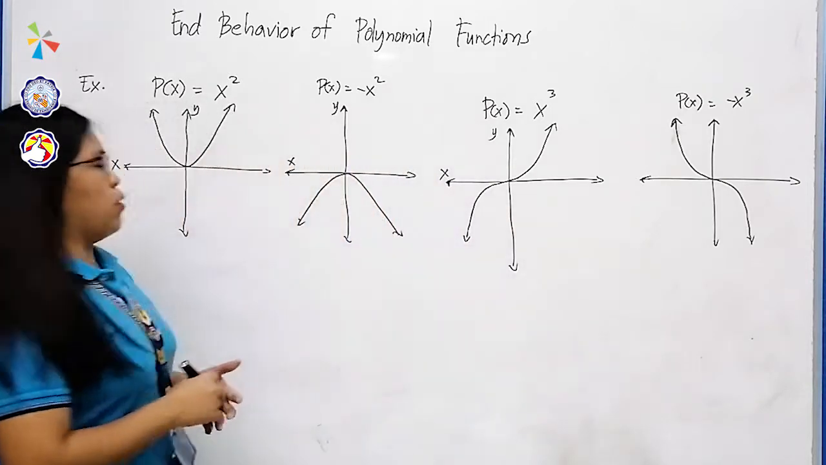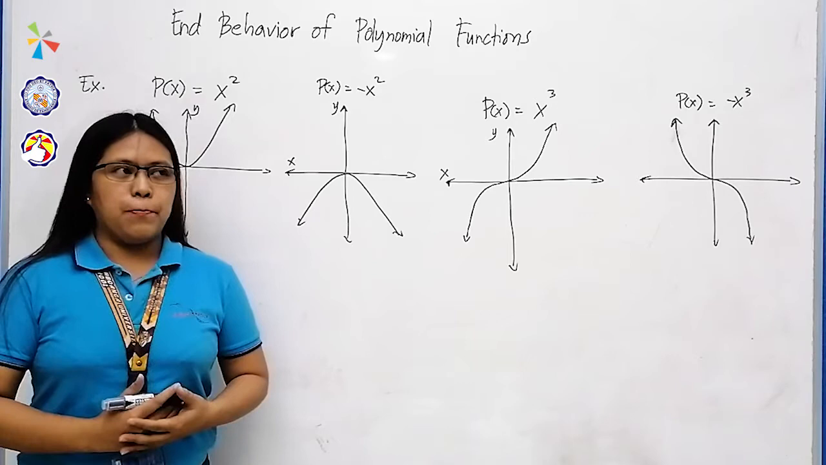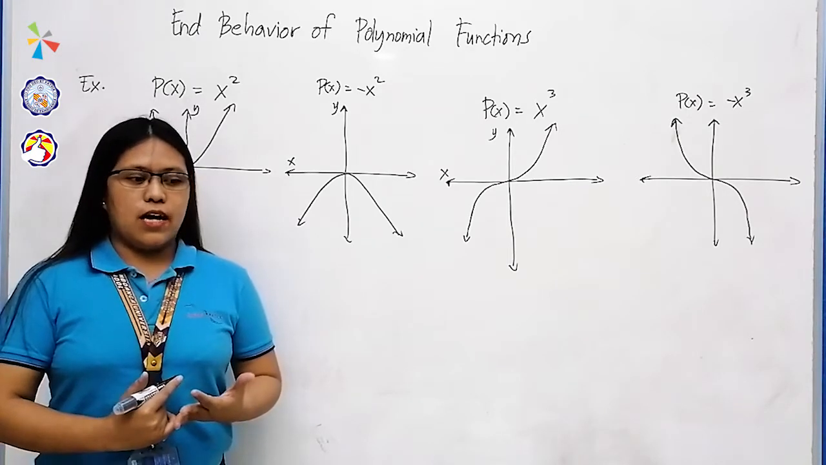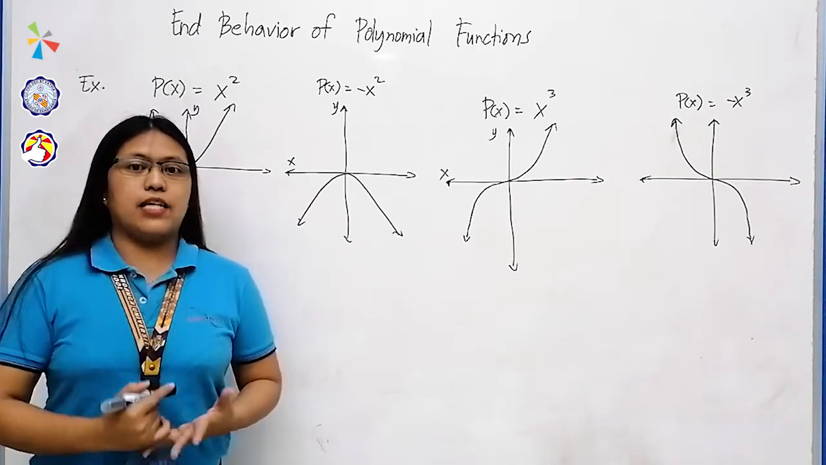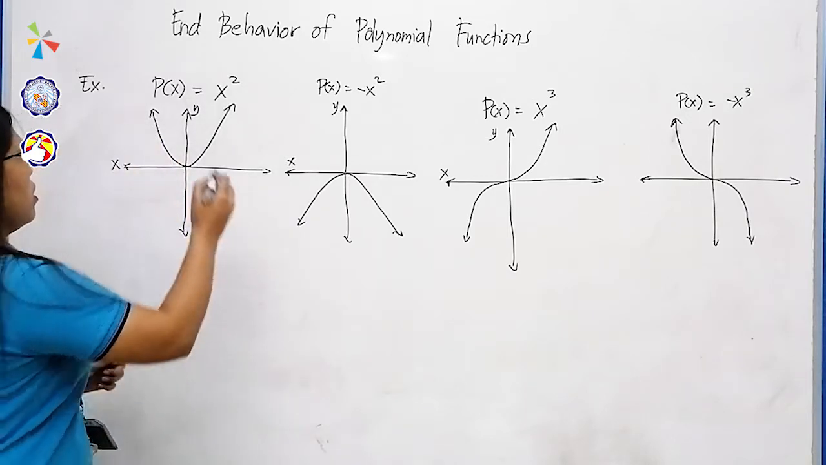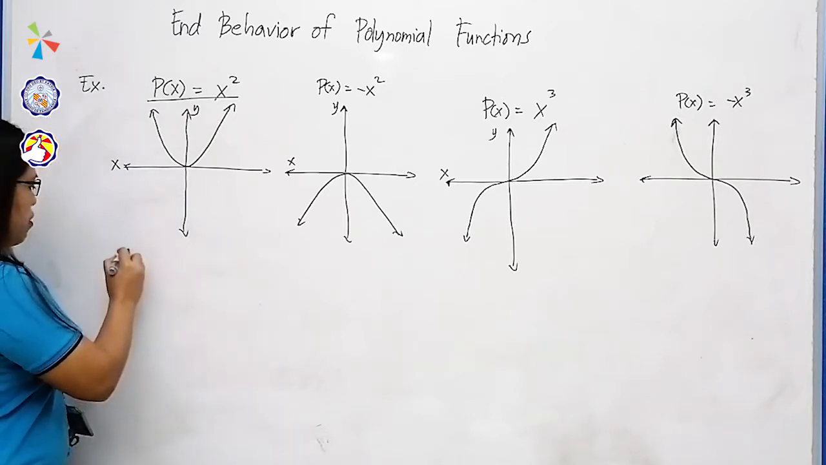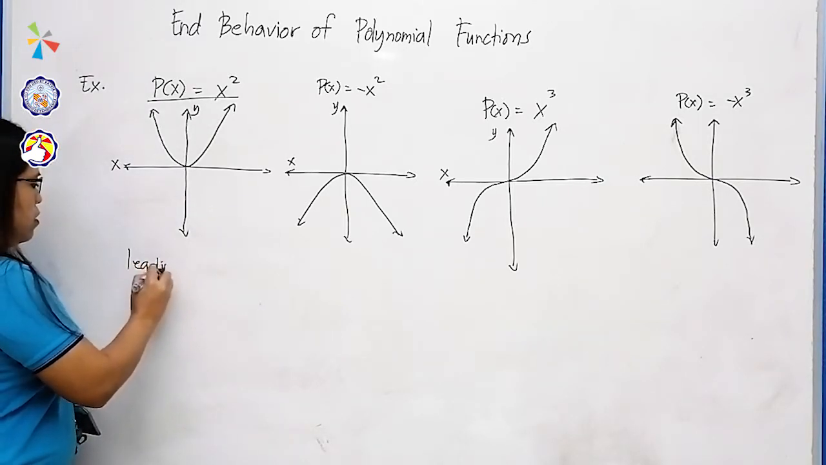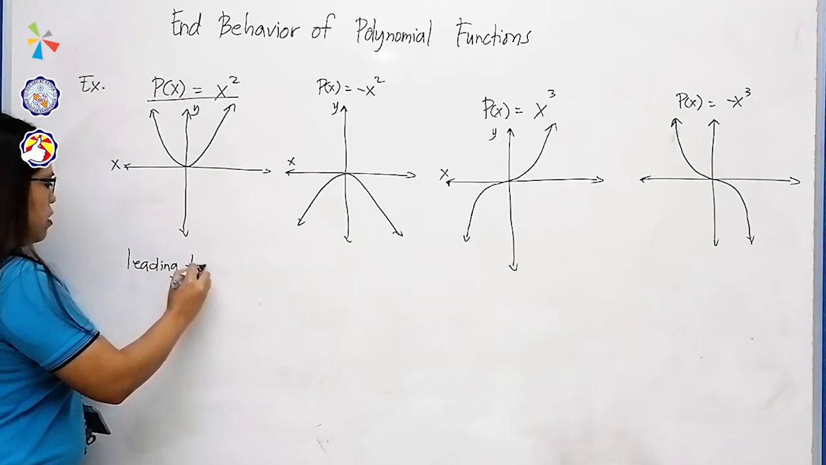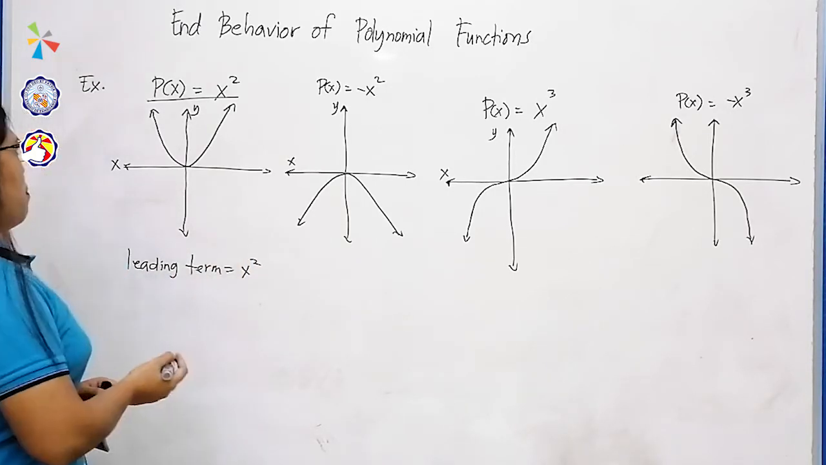Okay, so for each of these examples, we will take note of the degree of the function as well as the sign of the leading term. For our first example, we have p of x equals x squared. So the leading term here is x squared, which is positive.